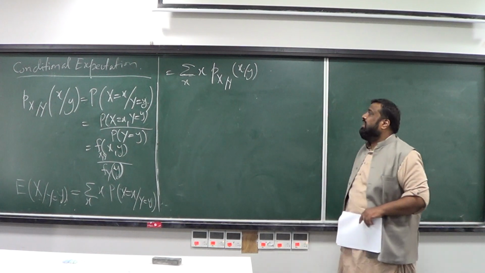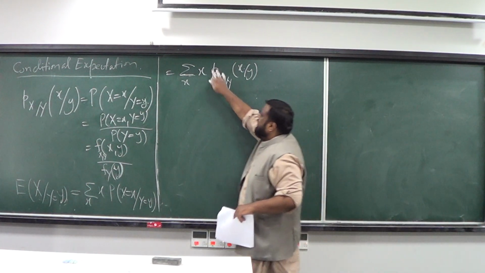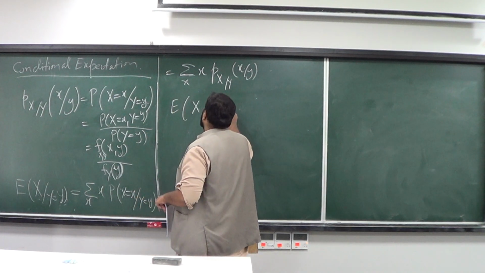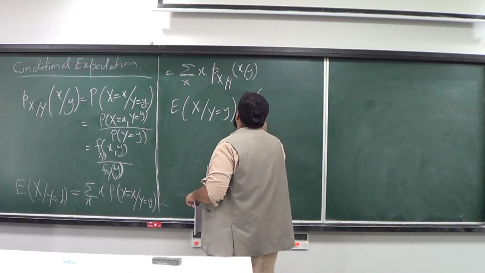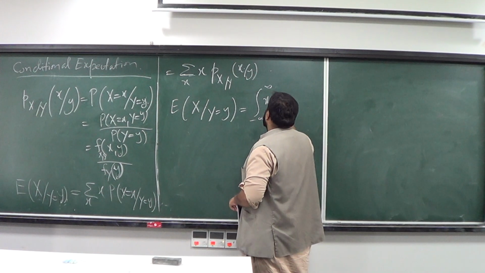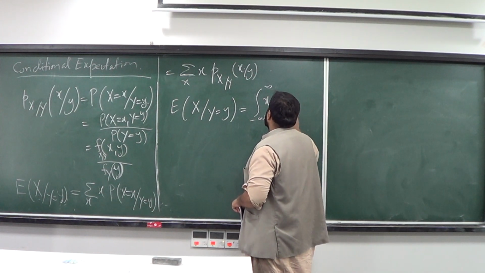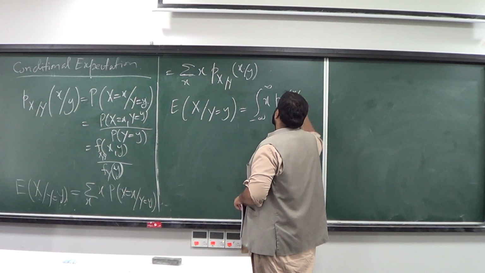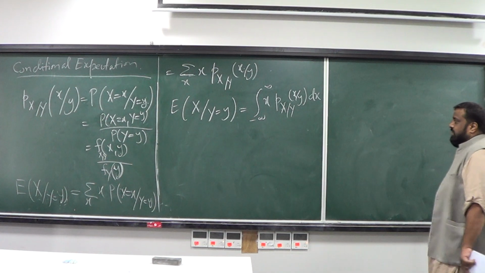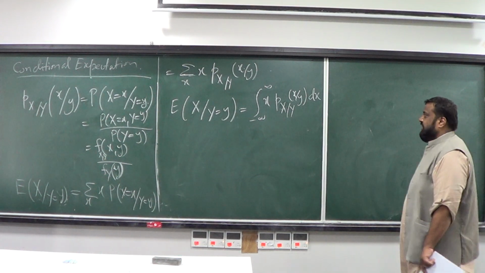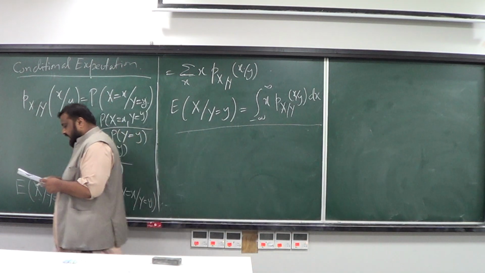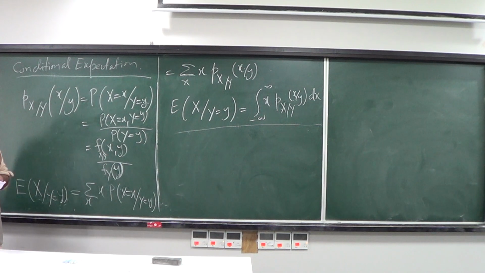And obviously in the continuous case, the expectation of x given y equal to y is going to be an integral from minus infinity to infinity of x times the conditional PDF of x given y, integrated with respect to dx. This is the definition of the conditional expectation in case your random variables are continuous.